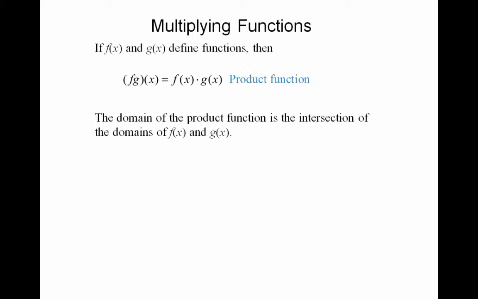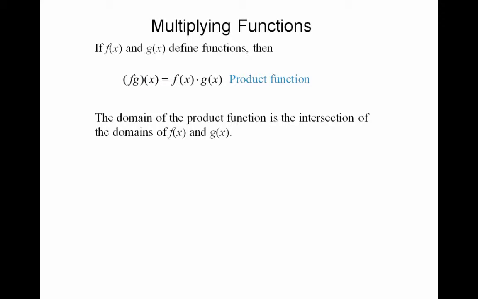Multiplying functions. If f of x and g of x define functions, then (fg)(x) is the same as f of x times g of x. So this symbol means you have two functions that you need to multiply. (fg)(x) is the same as f of x times g of x.